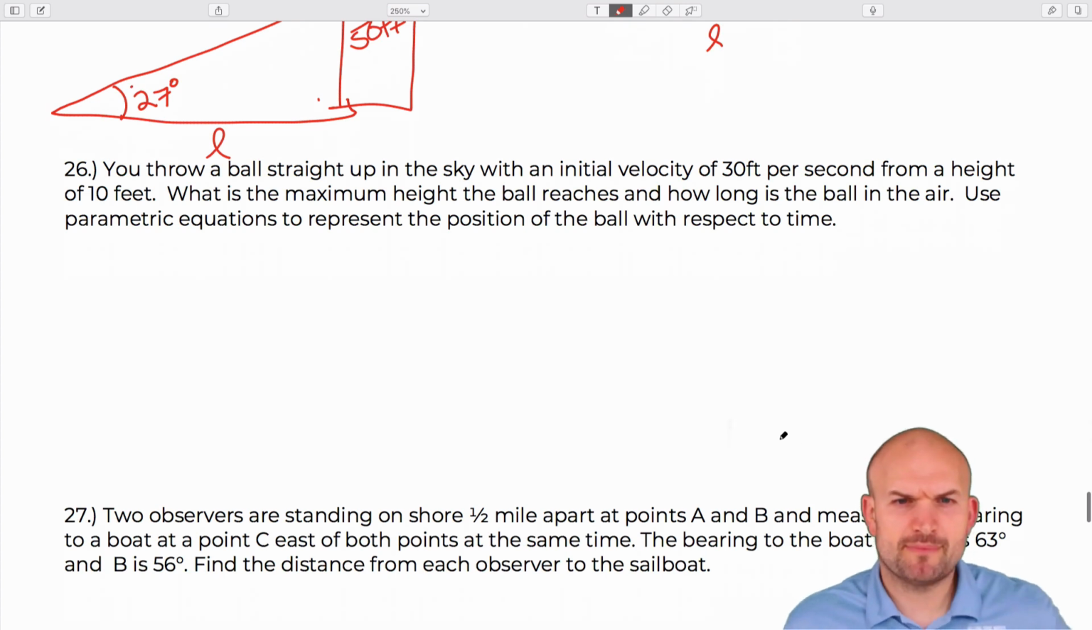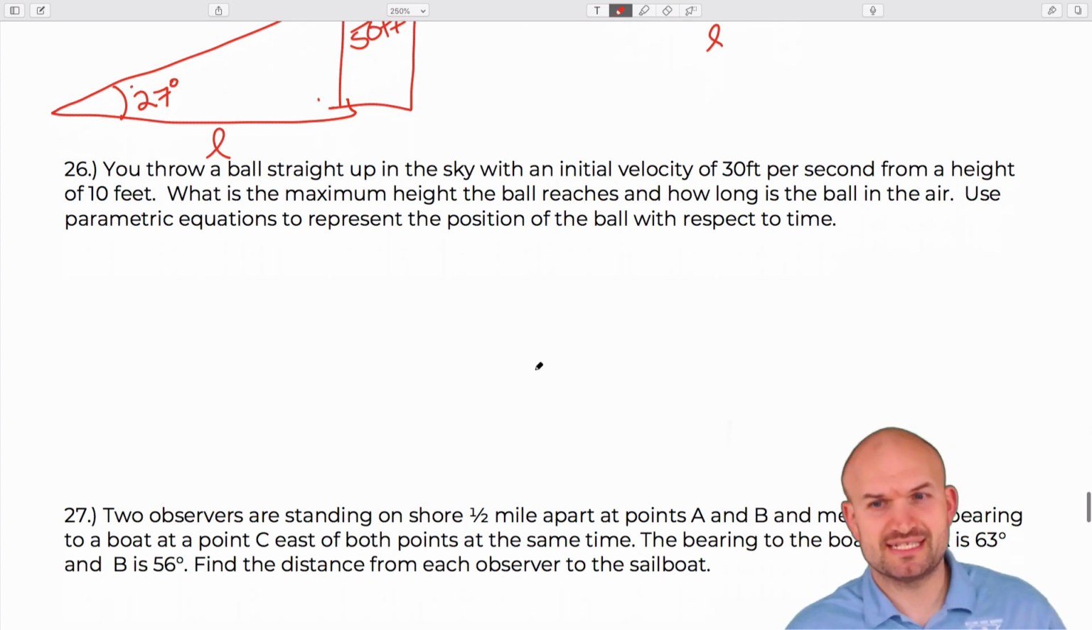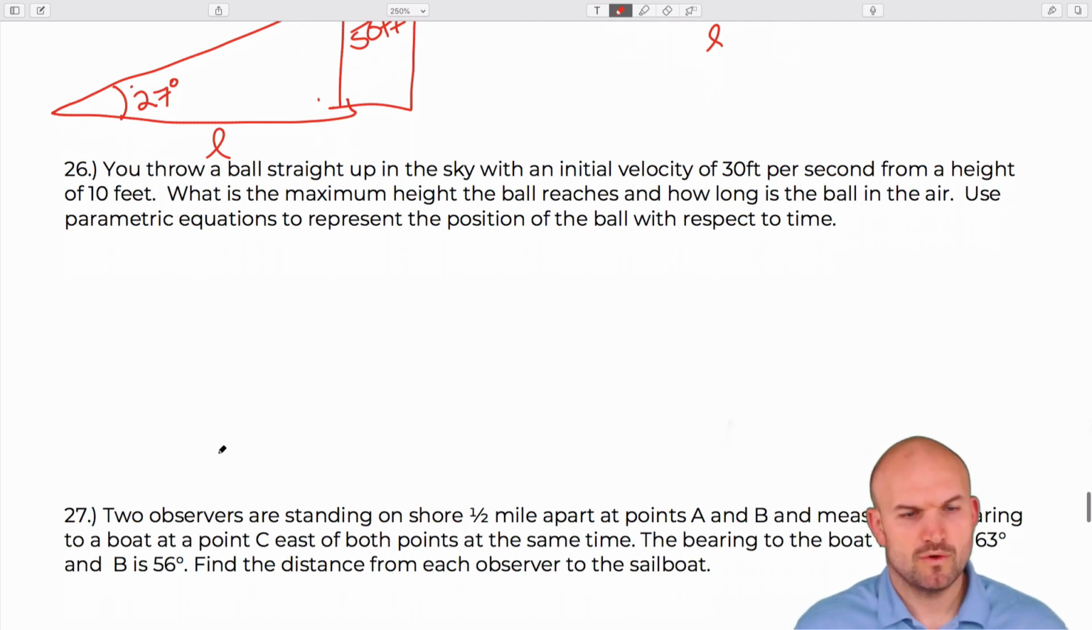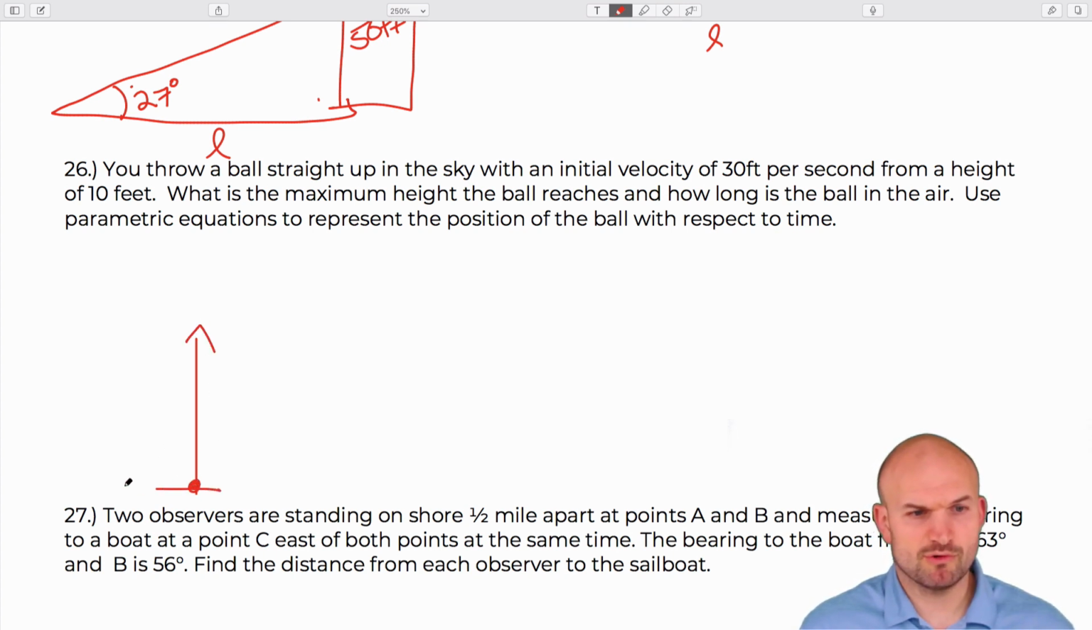You throw a ball straight up in the sky with an initial velocity of 30 feet per second, from a height of 10 feet. What is the maximum height the ball reaches, and how long is the ball in the air? So what we have here is just a vertical distance.